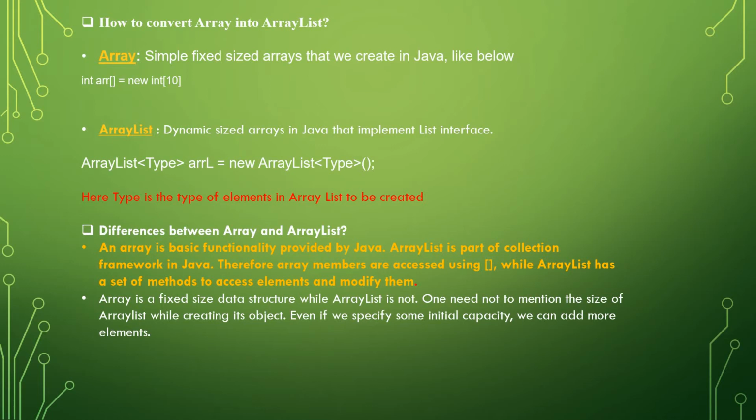So ArrayList comes under the collection framework and array comes under core Java. Array members are accessed using square brackets, while ArrayList has a set of methods. They are not members, they are methods to access elements and modify them. So an array is a fixed data structure, while ArrayList is not fixed.